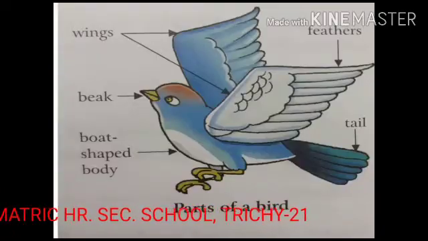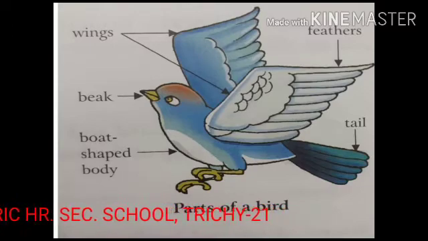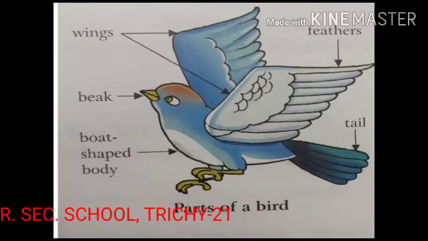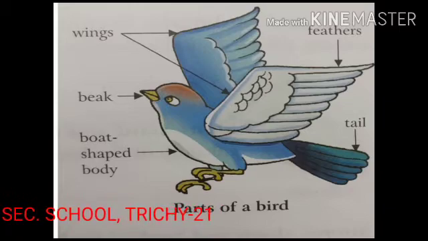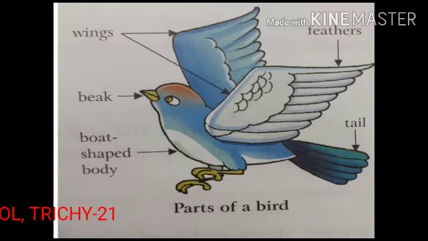Now let us learn common features of birds. Birds have a boat-shaped body and hollow bones. See, children, the shape of the body is like a boat, which helps the bird to fly easily in the sky. They also have 2 wings and a tail.